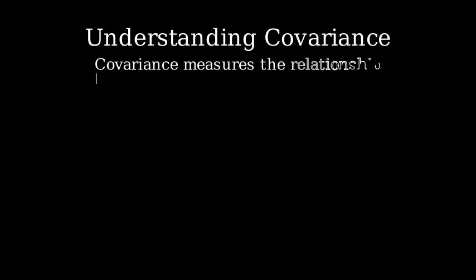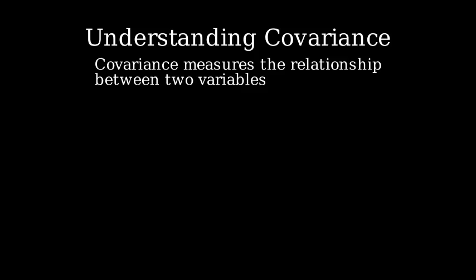Welcome to this video on covariance. In statistics, covariance is a measure that helps us understand how two variables are related to each other. Specifically, covariance measures whether two variables tend to increase or decrease together, or if one increases while the other decreases.